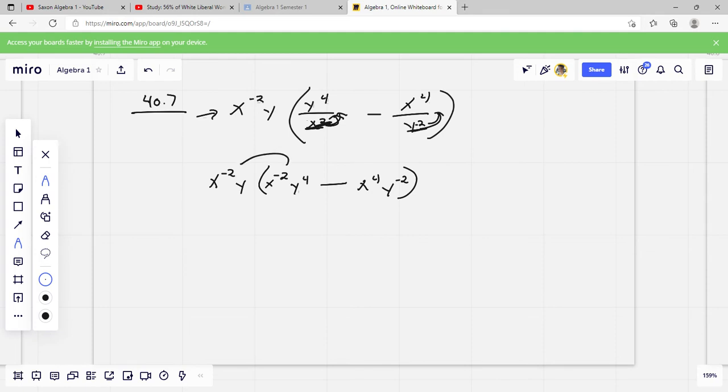Now I'm going to rainbow. So I've got negative 2 and negative 2 would be negative 4. And then I've got y 1. Remember, if it doesn't have a number, then that means 1. Plus 4 would be 5, so y to the fifth minus. Now I'm going to distribute there. So I've got x negative 2 and x 4. So 4 minus 2 would be 2, so that would be x squared. And then I've got y1, y negative 2. So 1 minus 2 would be negative 1.